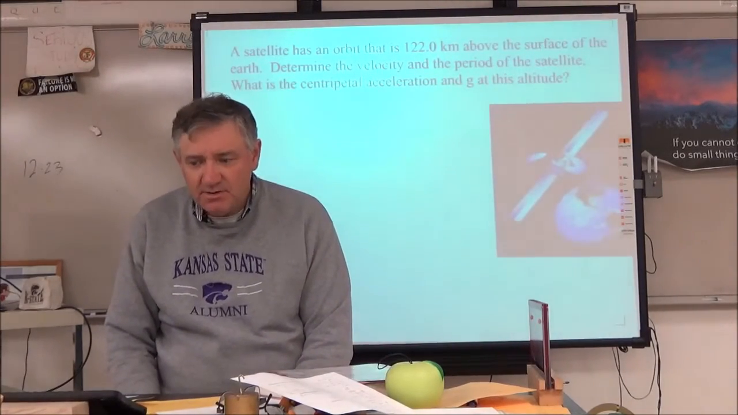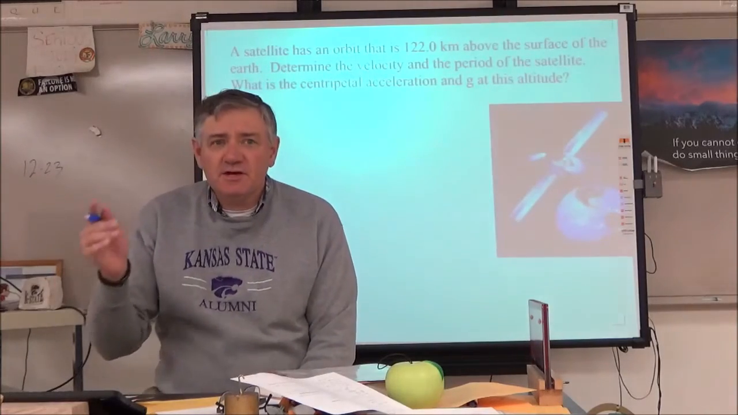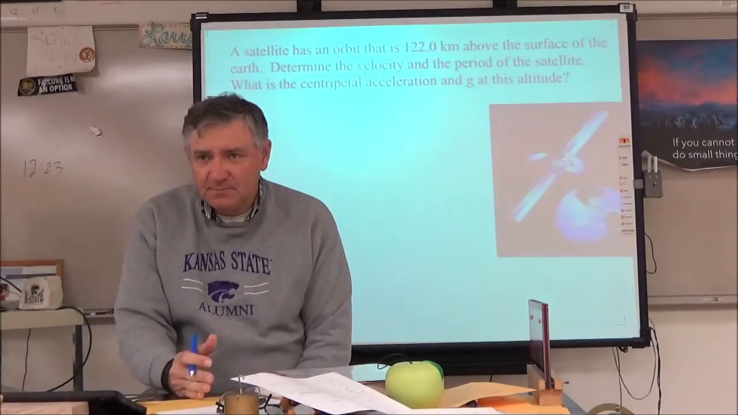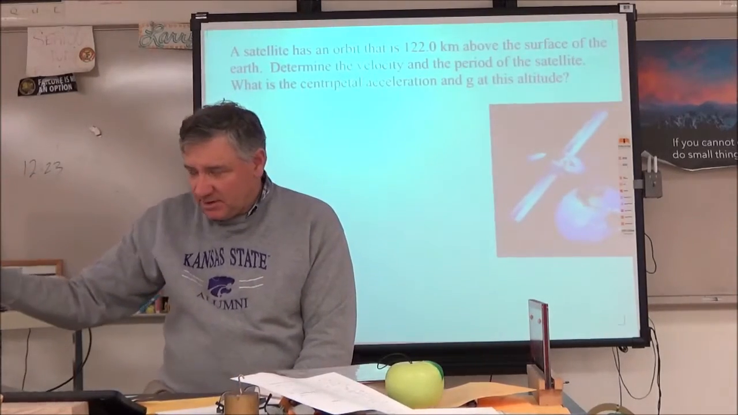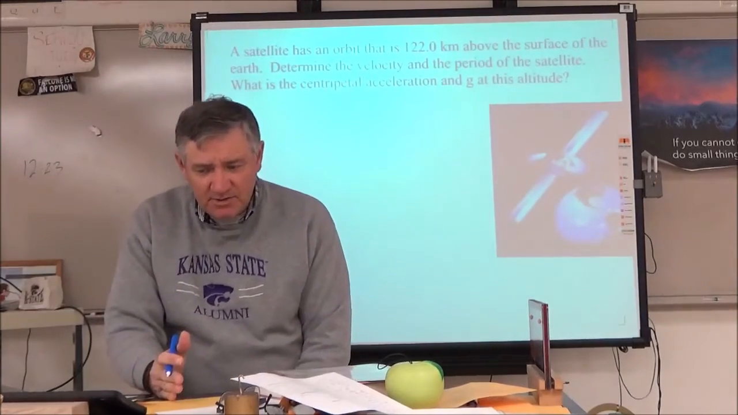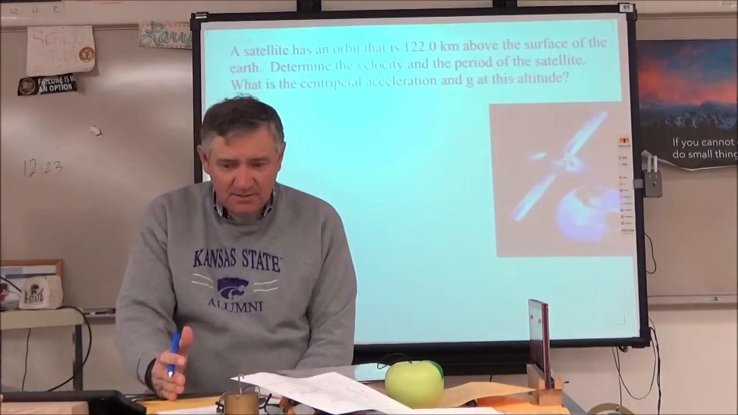So, what's the first thing that you're going to have to do with 122 kilometers? Change it into meters. Then what are you going to have to do? Add it to the radius of the Earth. So somebody using the miracle of modern technology, take 122, multiply that by 1,000, and add that to the radius of the Earth.